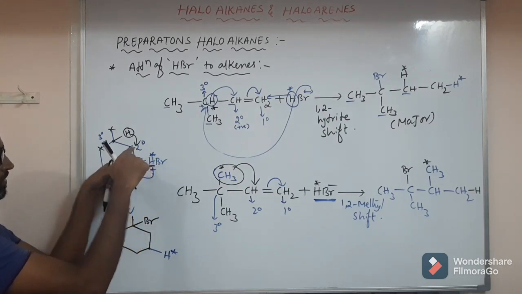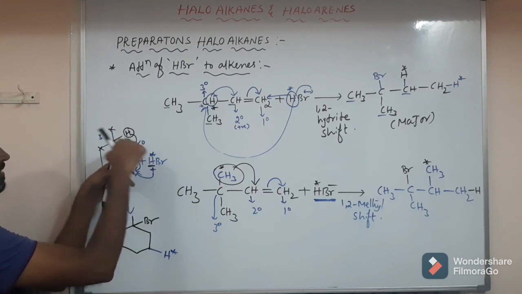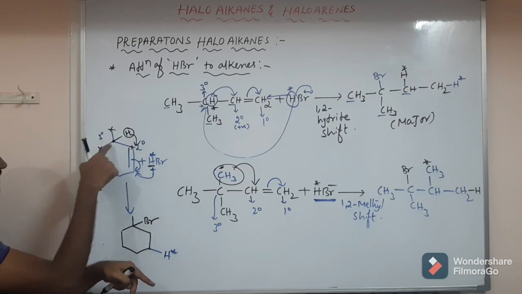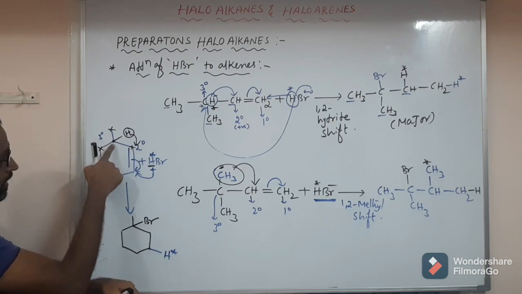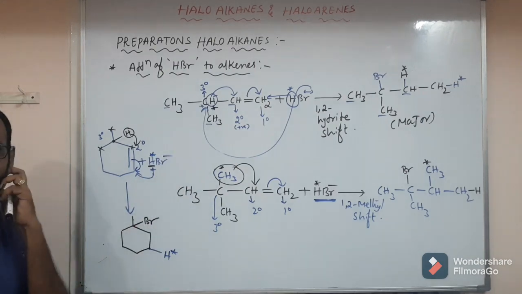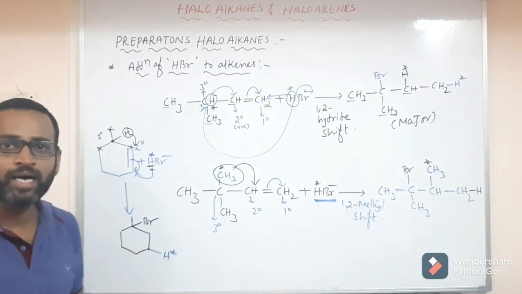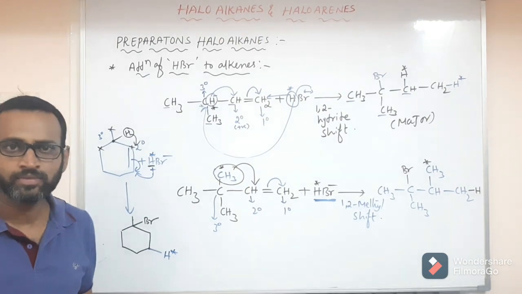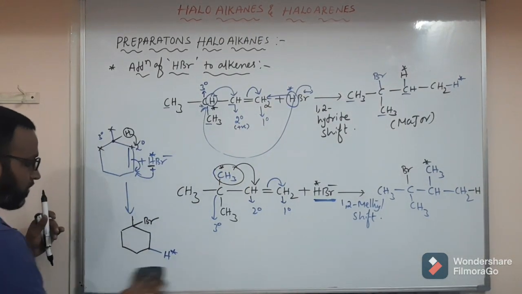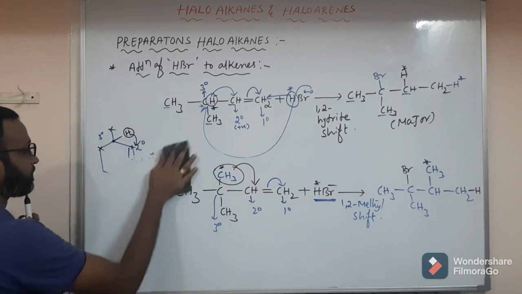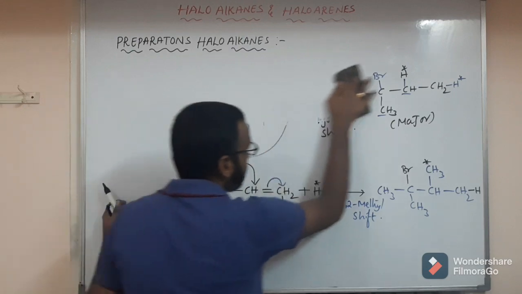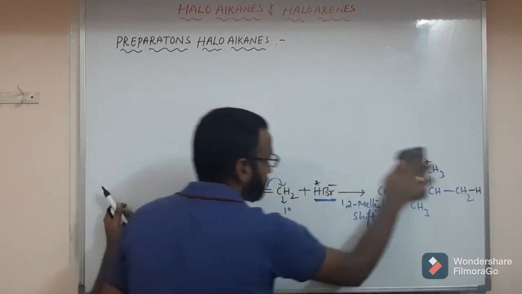So here is a positive charge, but the positive charge there is more stable. So this hydride will shift as H minus, so that the positive charge will come there. This tertiary positive charge will be cancelled by Br minus. Got it clearly? So this is about 1,2 hydride shift and 1,2 methyl shift. Got it, everyone? This is what we call preparations.